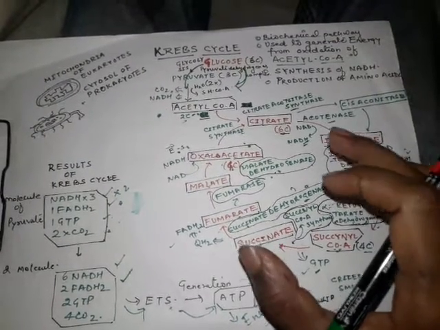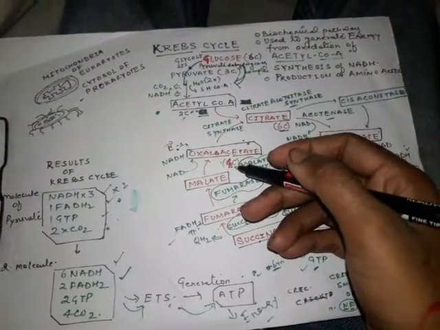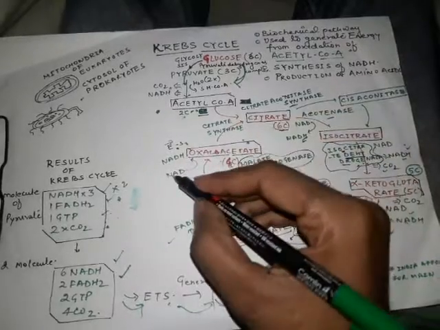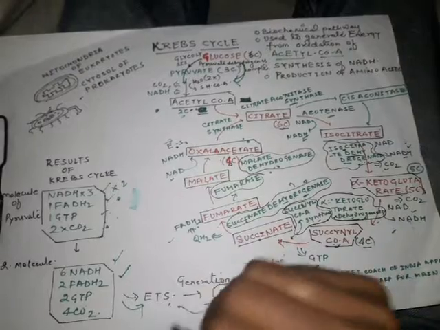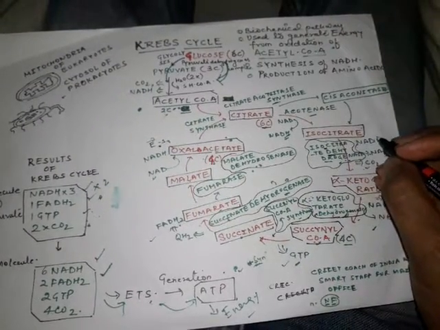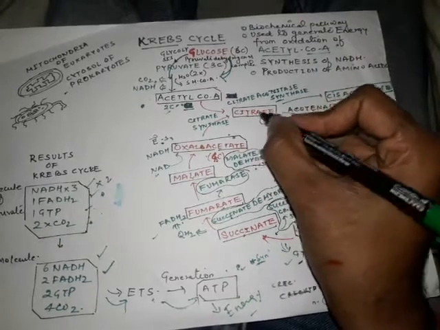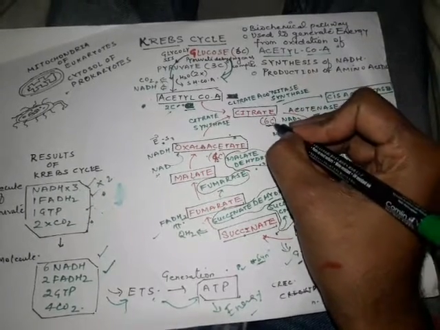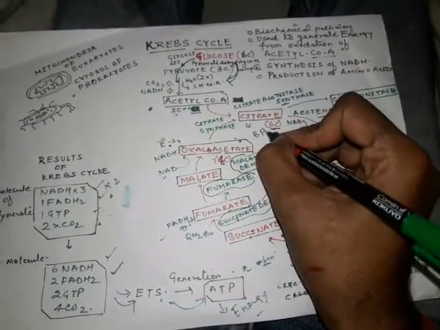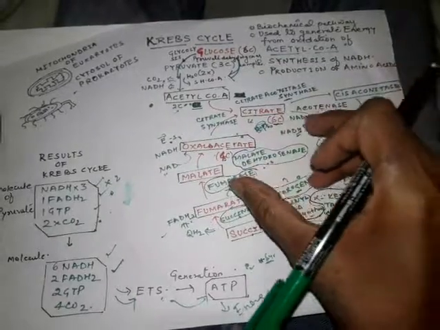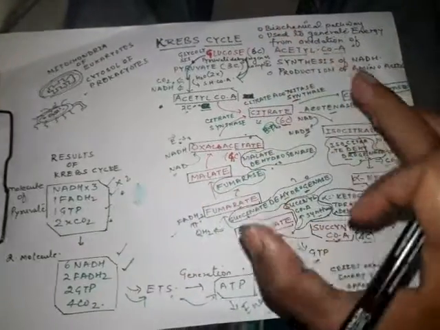If your concept is clear, you will know why the dehydrogenase enzyme is involved here, and what the meaning of NAD to NADH conversion is. You should also remember how many carbons are in each molecule. It is very important for B Pharm students, because you should know the chemical structure. So this is the total Krebs cycle.